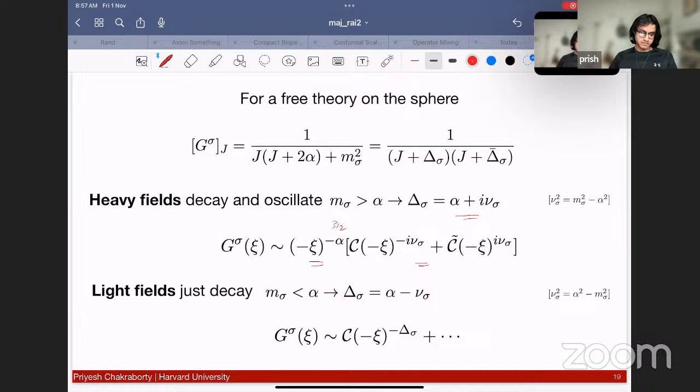On the other hand, for light fields, when the mass is smaller than alpha, the leading infrared behavior is just set by 1 pole, by just the scaling dimension, not the shadow, and the field will just decay at infinity. So there are no oscillations. That's why these 2 are distinguished as the principal and the complementary series on de Sitter.